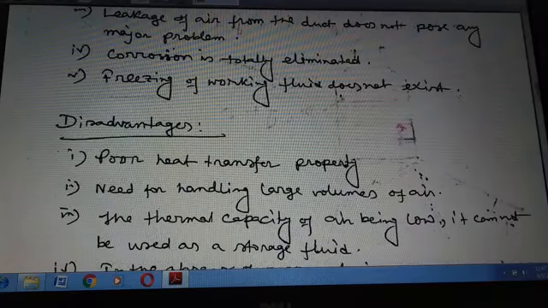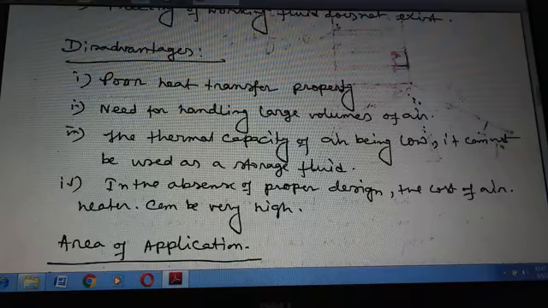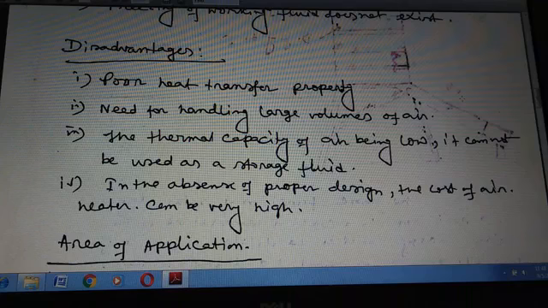Now there are some disadvantages also, like poor heat transfer properties. That means the heat transfer property is not so high in this system. Next, the need for handling a large volume of air. Air is the only fluid medium, so a huge amount of air is required, which is collected from the atmosphere by natural means or by compression.